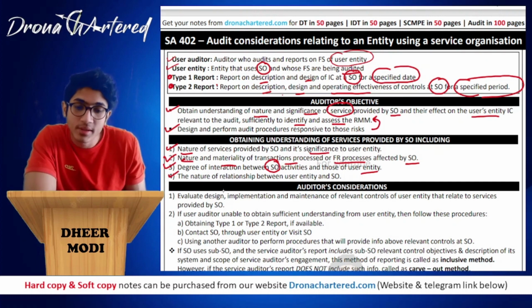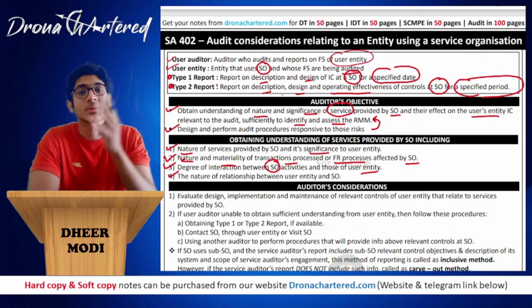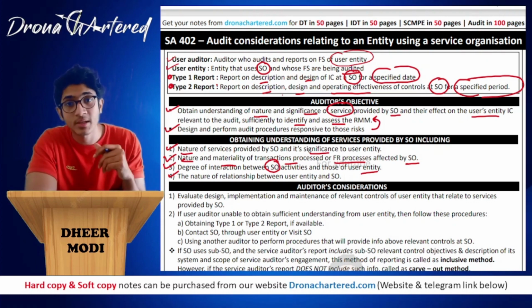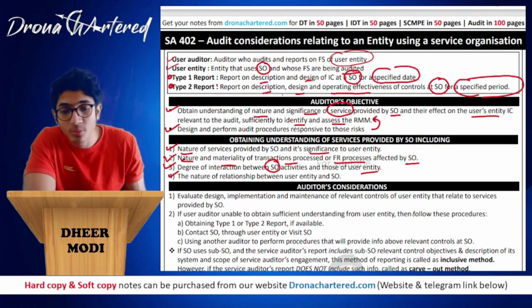And your fourth point is nature of relationship between user entity and the service organization. What relationship do both of them share? Are they related parties by any chance? So in that sense, you will have to design your audit procedures appropriately.